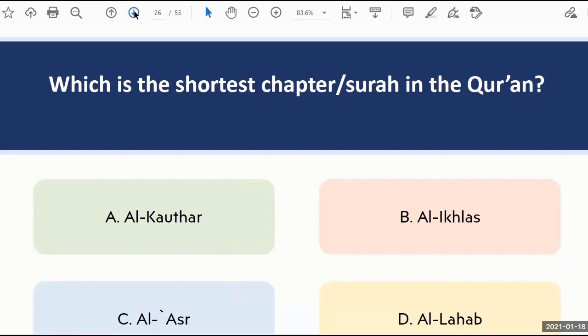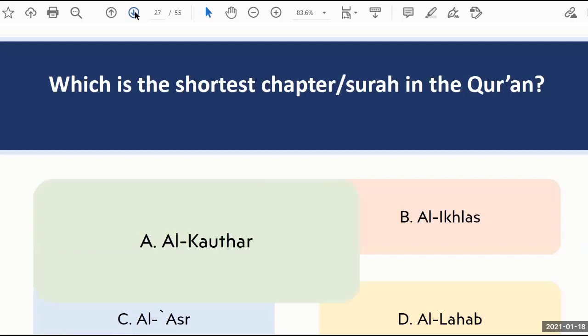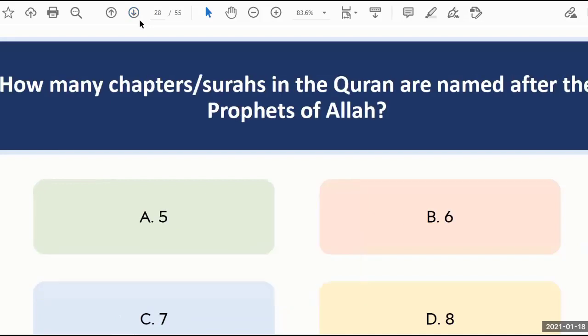Which is the shortest chapter or surah in the Holy Quran? A. Al-Kawthar, B. Al-Ikhlas. Yes, Al-Kawthar. Let's see. Can I have the right answer? Yes, that's right. It's A, Al-Kawthar. The next question.